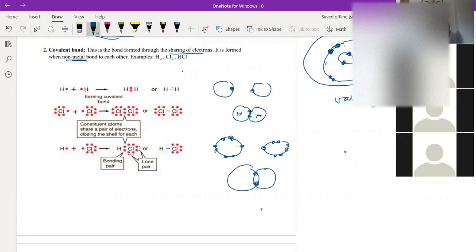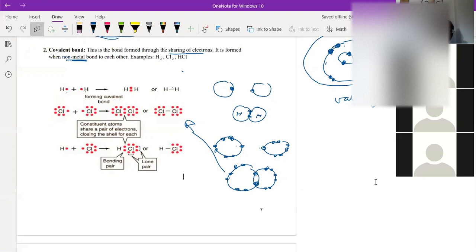Then these ones will all be one, two, three, four, have eight for this. Then these two belong to this one as well. So it has eight, both of them are happy, they're stable. So you have this one there. The same with hydrogen chloride, sharing, okay. So anytime there are two non-metals, you form a covalent bond, okay.